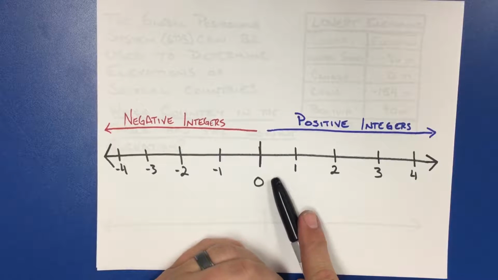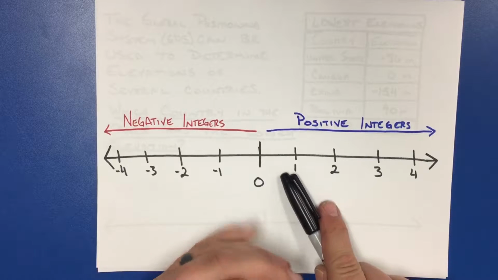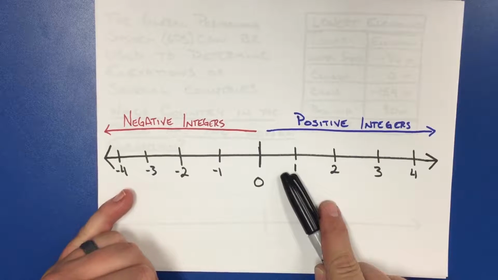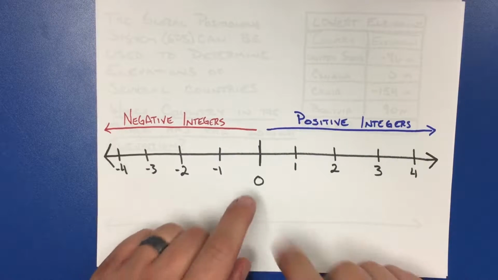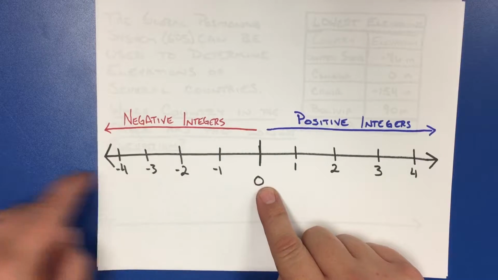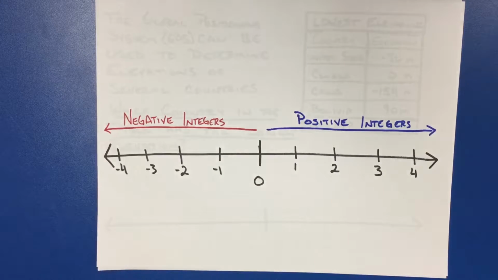All the positive integers are to the right of the 0 on the number line. All the negative integers are to the left of the 0 on the number line. So negative integers start at 0 and go to the left. Positive starts at 0 and goes to the right.